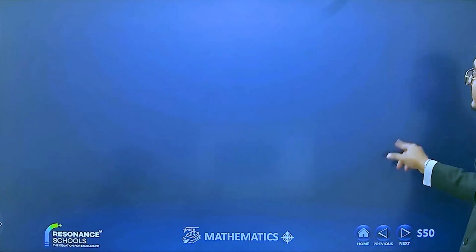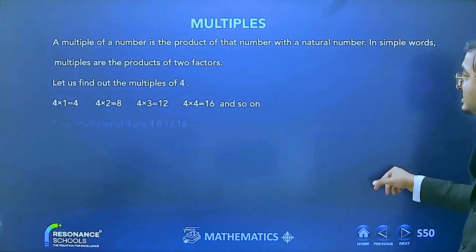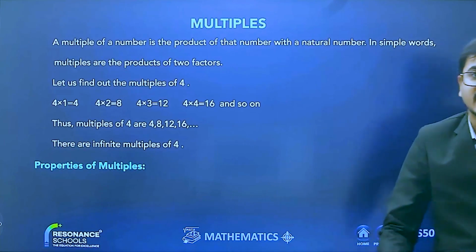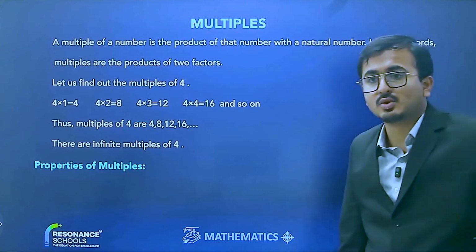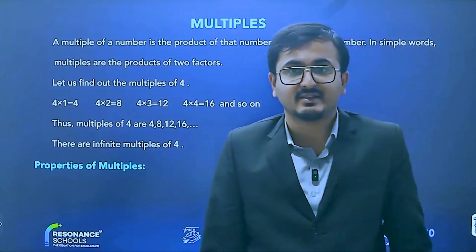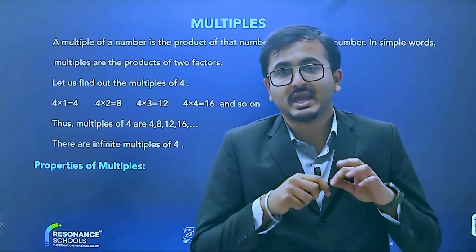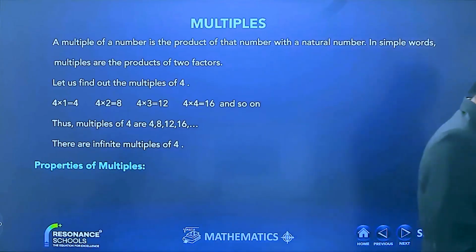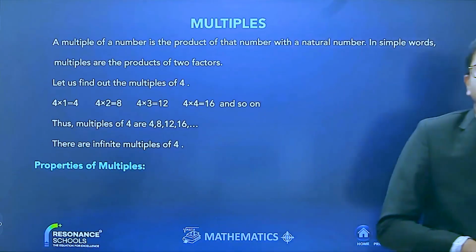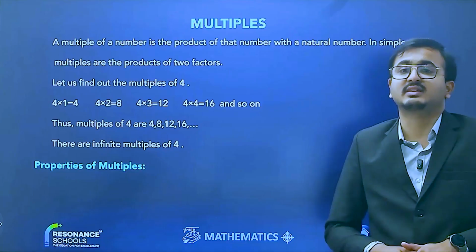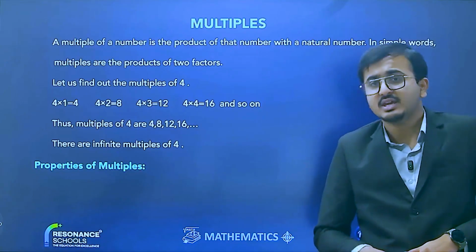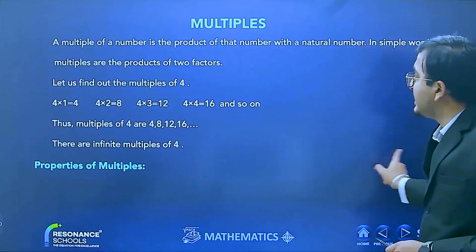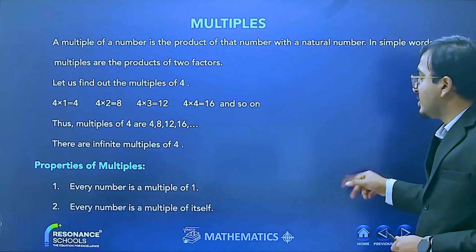5 in each row. Done. Next, multiples. There will be infinite multiples because the table can go up to any number of infinite values. Yes or no? If someone says 7 into 1 lakh, I will say 7 into 1 lakh 1. So multiples are never ending, just multiplying it.